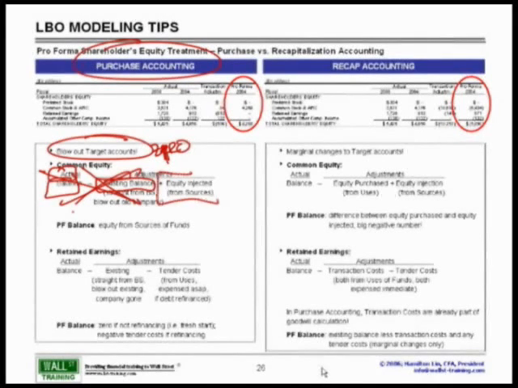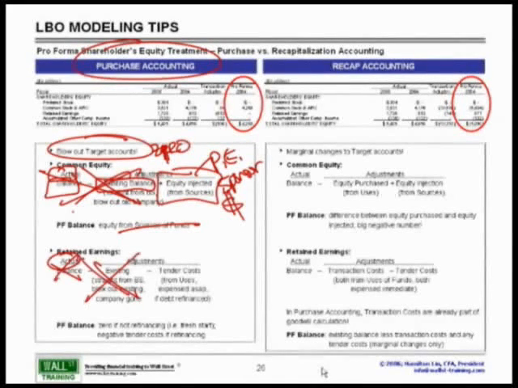Very simple. The amount of equity you raised from your sources and uses. This is your private equity sponsor contribution. Okay, that's how much money they're putting into the company. So simply stated, your pro forma balance is your equity amount from your sources and uses. Very straightforward. Retained earnings. Again, you will say, well, blow out your existing balance. So you start with your actual and you blow it out.